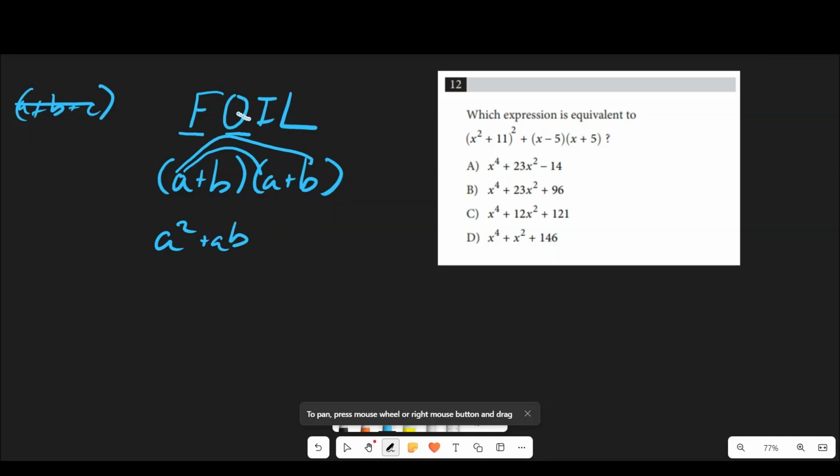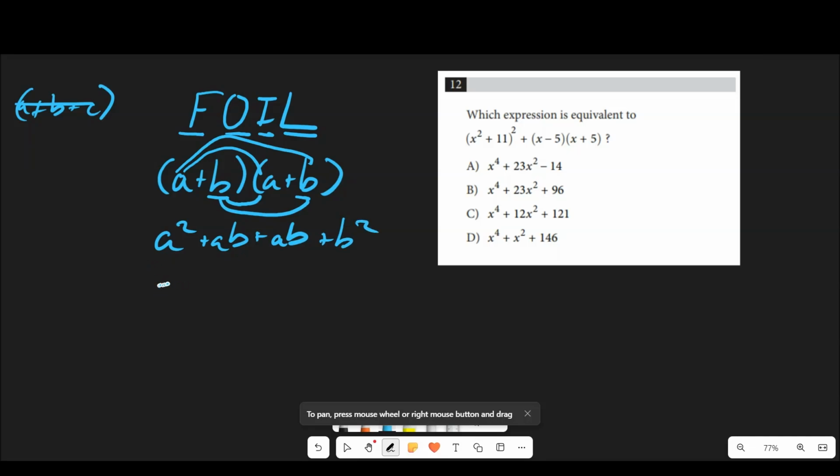Then after outer, we do the inner terms. Inner means the two terms that touch each other between the two binomials. So you can imagine these two are the inner terms. That is b times a, but you can write b times a as a times b again. And then you do the last terms in each binomial. This is the last term of the first binomial, this is the last term of the second binomial, and we multiply them together. That gives us b squared.